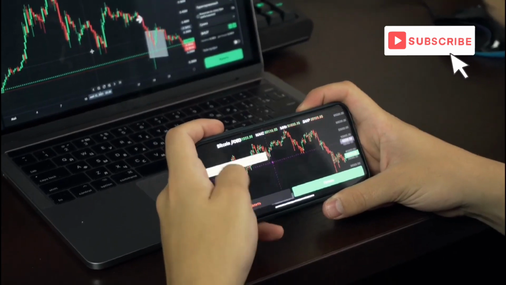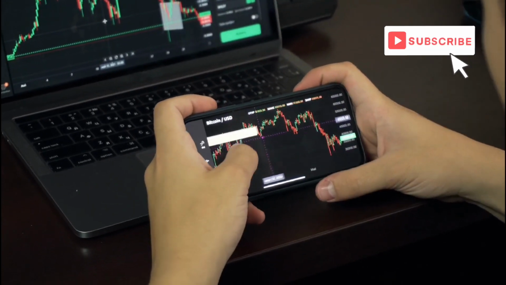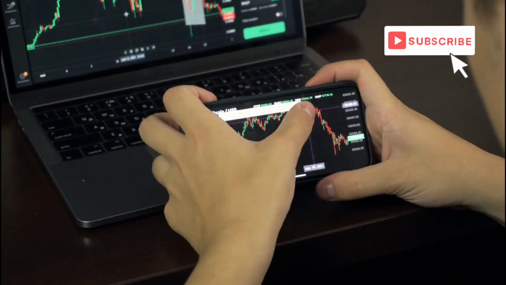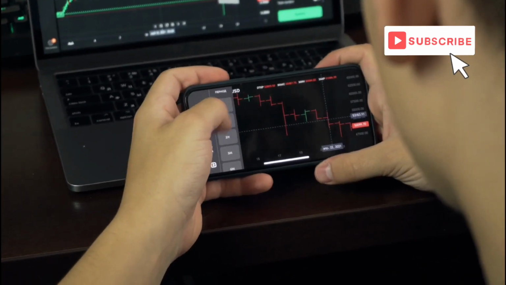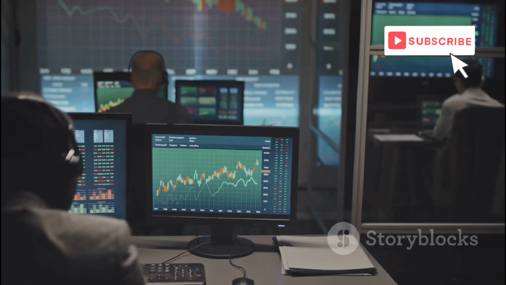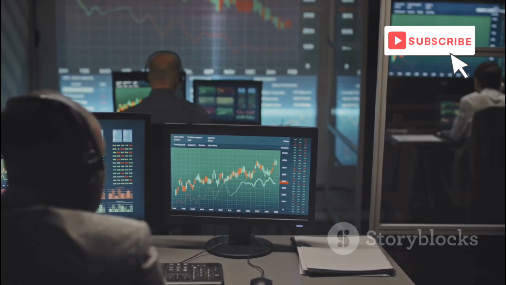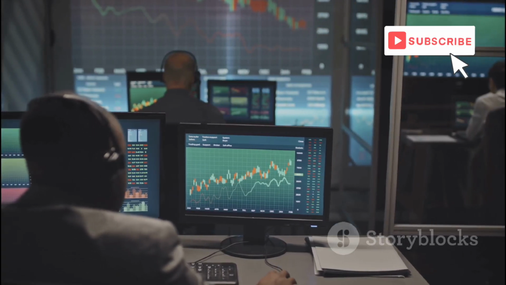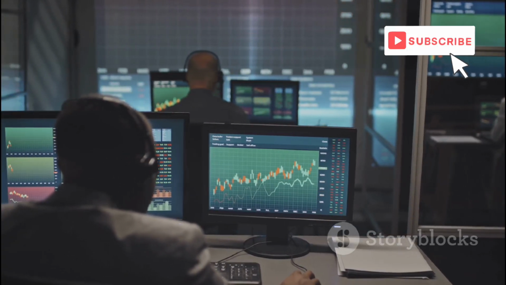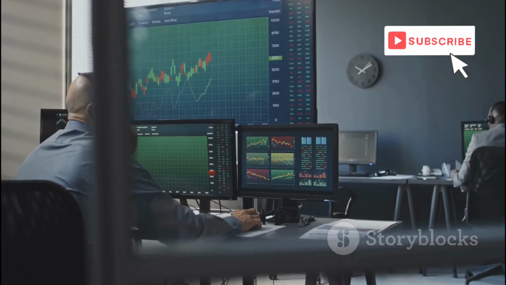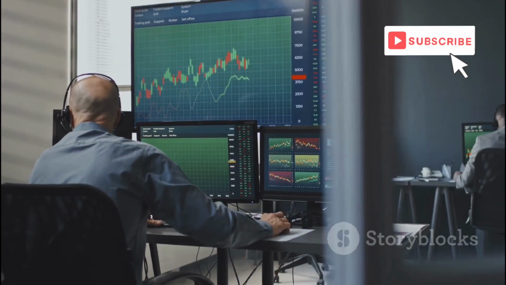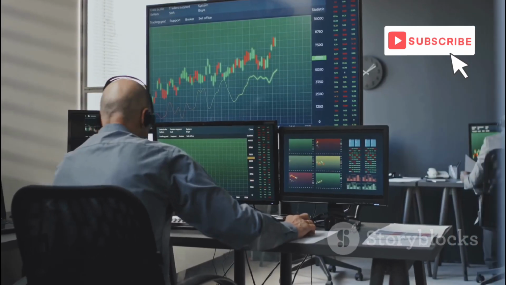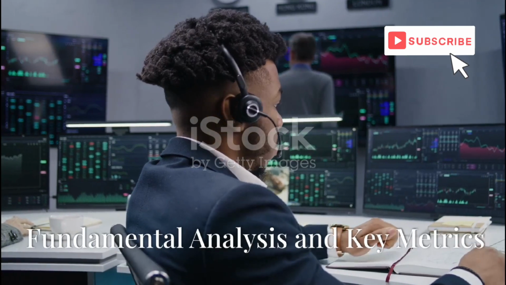Just as a sports bettor would research team statistics, player injuries, and recent performance, a savvy investor analyzes a company's fundamentals and technicals before putting their money on the line. There are two primary methods of stock analysis: fundamental analysis and technical analysis. Both approaches offer valuable insights into a company's potential, and combining them can provide a well-rounded perspective on investment opportunities.